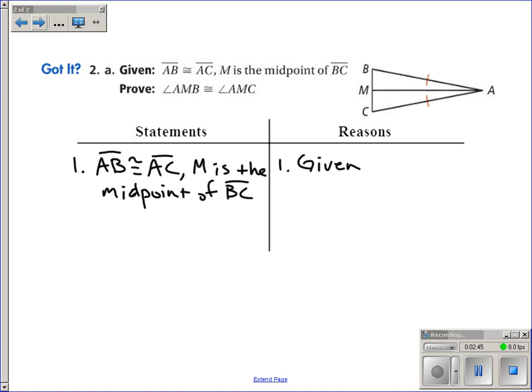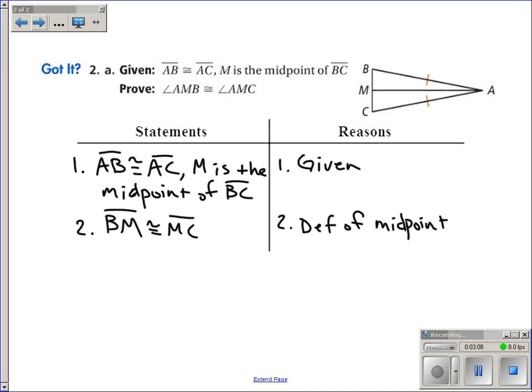Okay, now before I jump into how to prove this, I'm going to think about my given. What does it mean for M to be the midpoint of BC? Well, it means it's right in the middle of BC. So what that means is that BM would be congruent to MC. And the reason for that is the definition of midpoint. Okay, I'll draw that in my diagram. It's very helpful to always draw on your diagram so you can see where to go next.